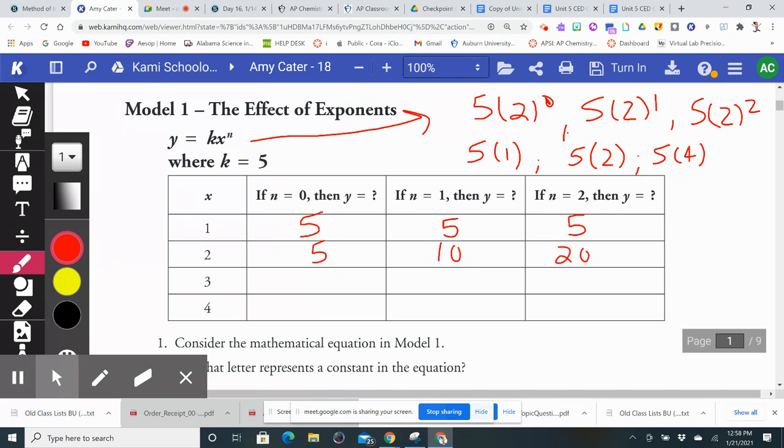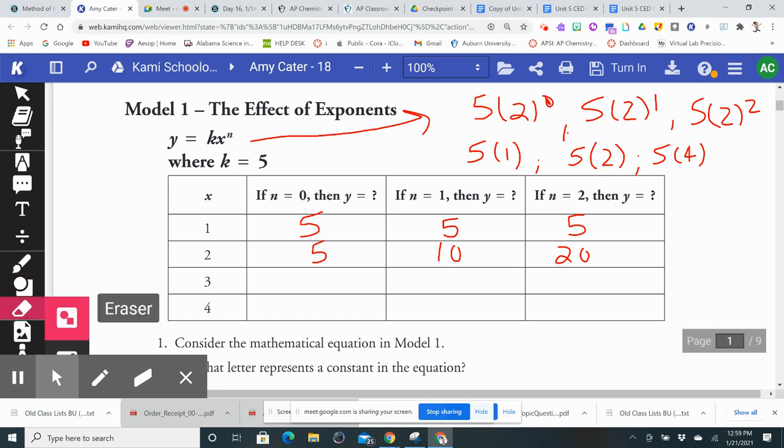All right, for the second one, when x equals 2, you should have gotten 5, 10, and 20. 5 times 2 to the 0 power, anything to the 0 power is 1, so that would be 5 times 1. 2 to the first power is just 2, that would be 5 times 2 is 10. 2 to the second power is 4, 5 times 4 is 20. Okay, all right. Move on to the third one.